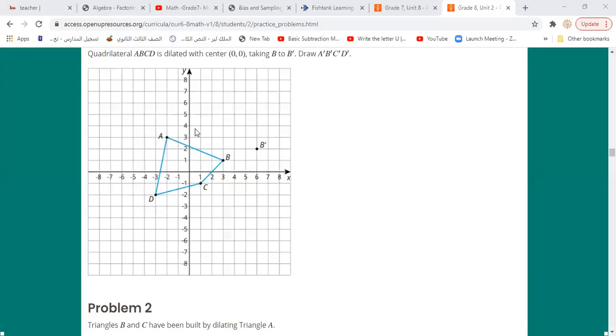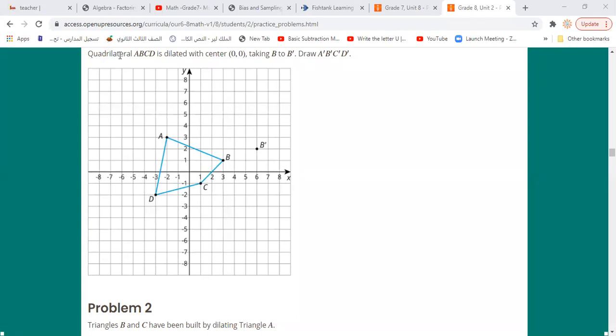How are we going to find the scale for this question, grade 8? We are going to find the scale to draw the dilations or the image.